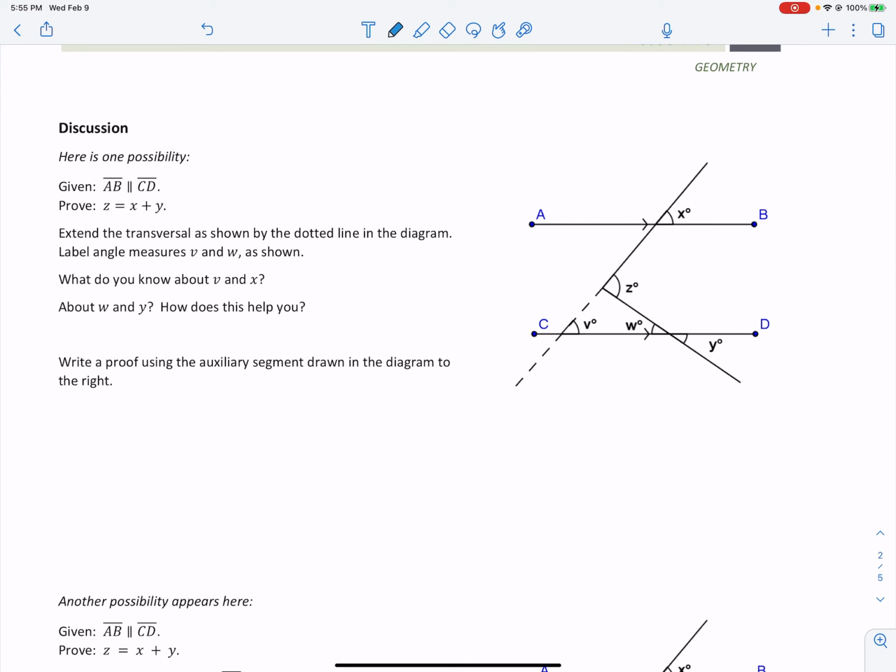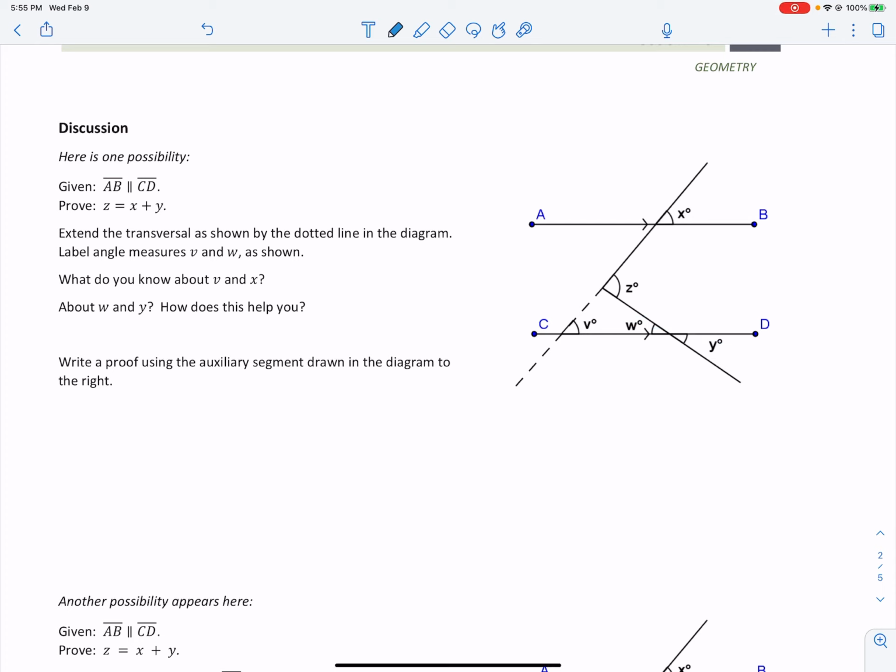So in this case, they give you something like that. They give you a little bit of information about extending it. They label it the same way. That's where I got that. That's why sometimes I get confused on which letters they're talking about. But they're talking about extending the transversal as shown. What do you know about V and X? Well, V and X are corresponding angles. What do you know about W and Y? They're both vertical angles.